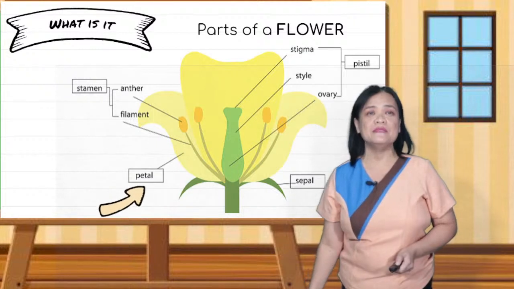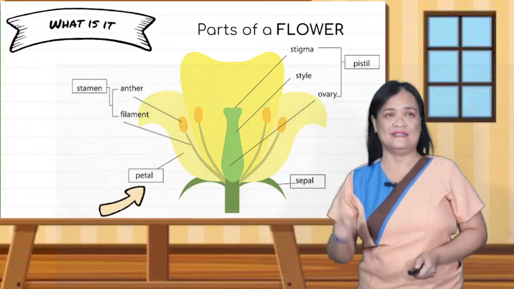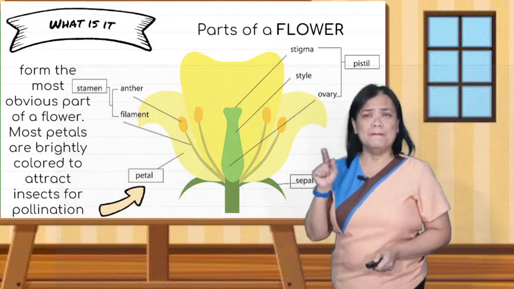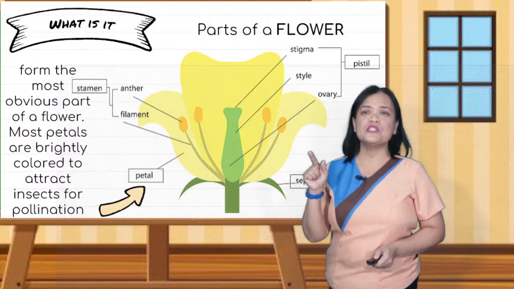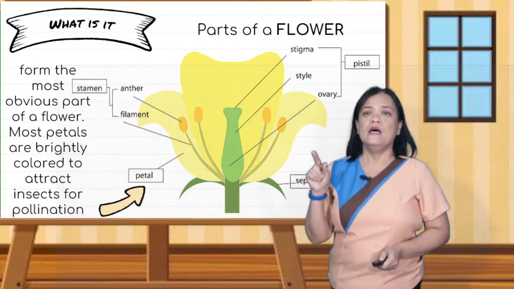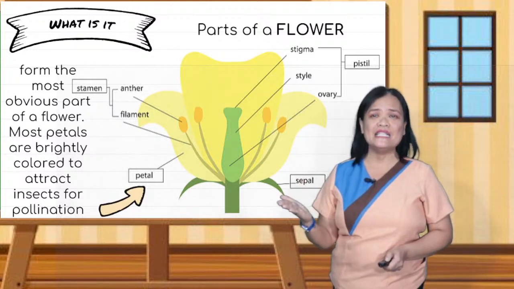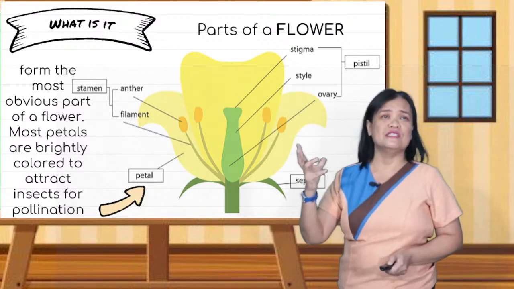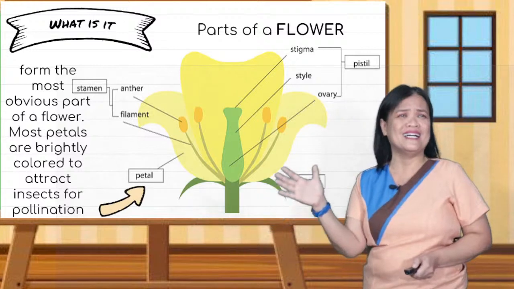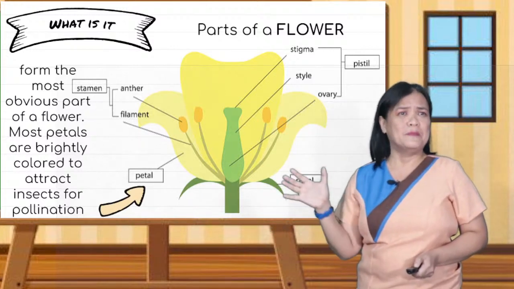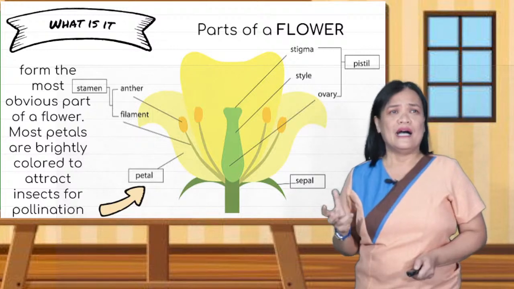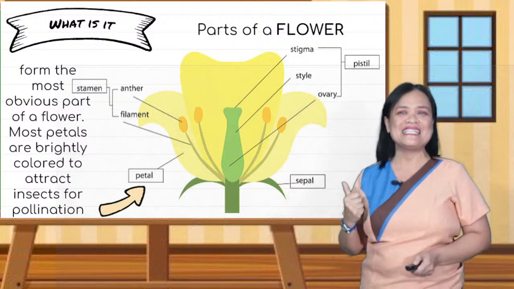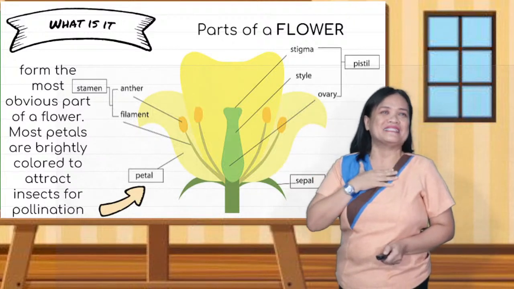The next one, parts of a flower again. This time, the accessory part, the petal. What is the function of the petal? It forms the most obvious part of a flower, take note of that. Most petals are brightly colored to attract insects for pollination. That was in my previous slide, right? It is so beautiful because the petals are brightly colored. They attract insects and bees, and they attract us too.